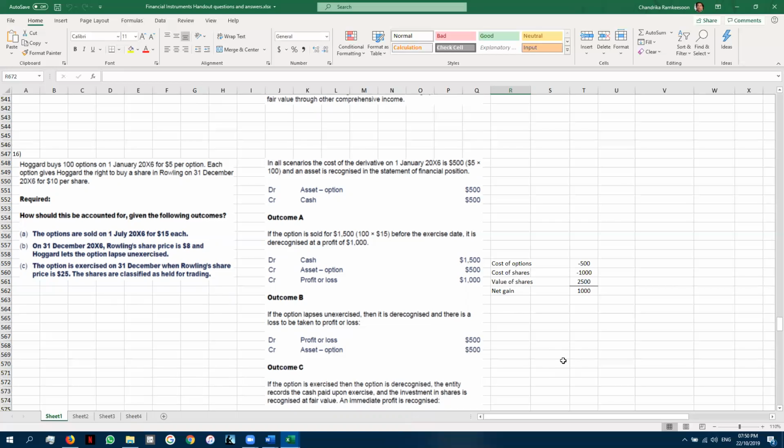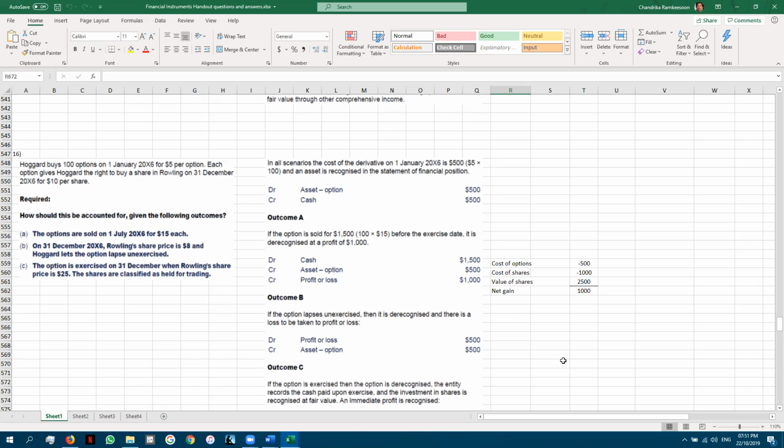Debit asset 500, credit cash. Option outcome A. If the option is sold for $1,500 before the exercise date, well, obviously it has to be derecognized from the balance sheet. So we debit cash 1,500, credit the asset 500, that's removing it from the books, and crediting profit or loss 1,000.